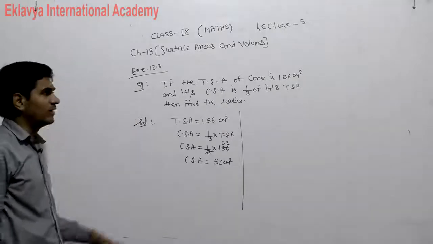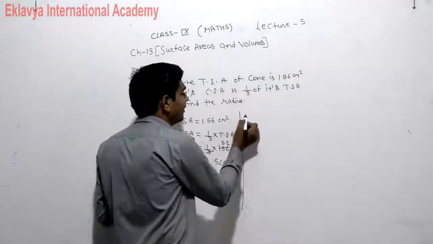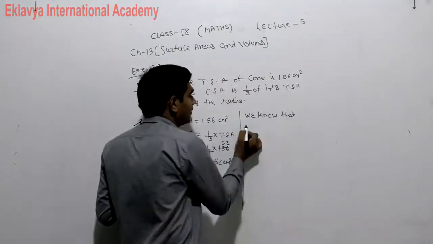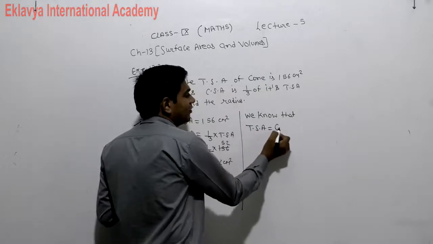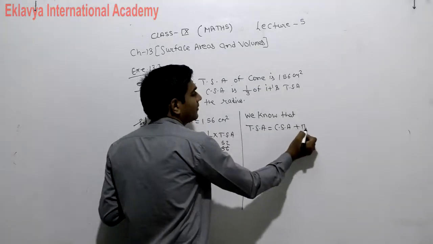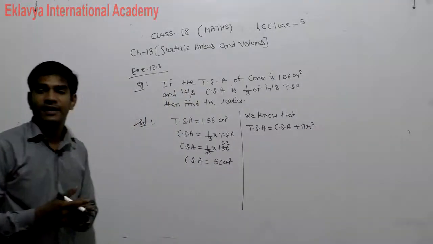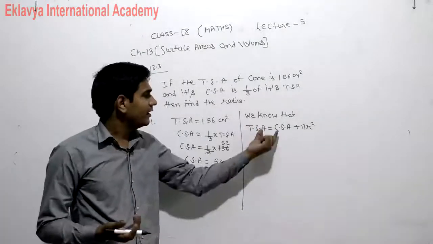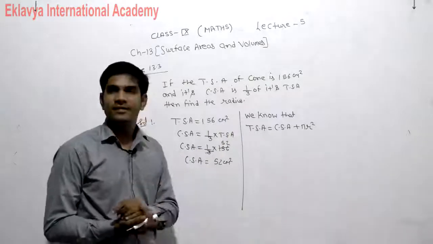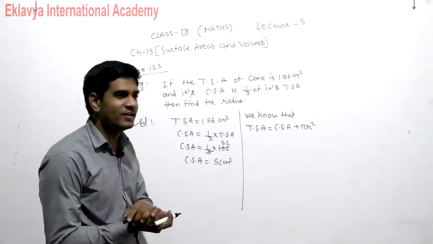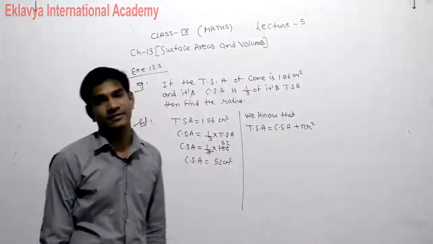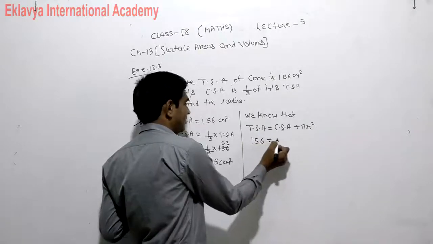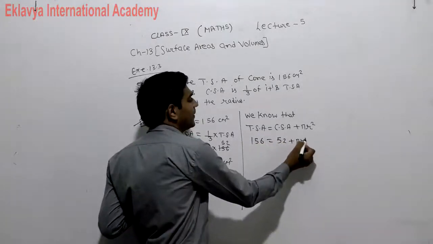Now what will we calculate here? Now we will calculate the radius, but we know that TSA is equal to CSA plus pi r square, right? In the case of a cone, how do we obtain the total surface area? It is the curved surface area plus the area of the base, and in a cone the base looks like a circle. So what is the area of the base? Pi r square. Substitute the values: TSA 156 equals 52 plus pi r square.